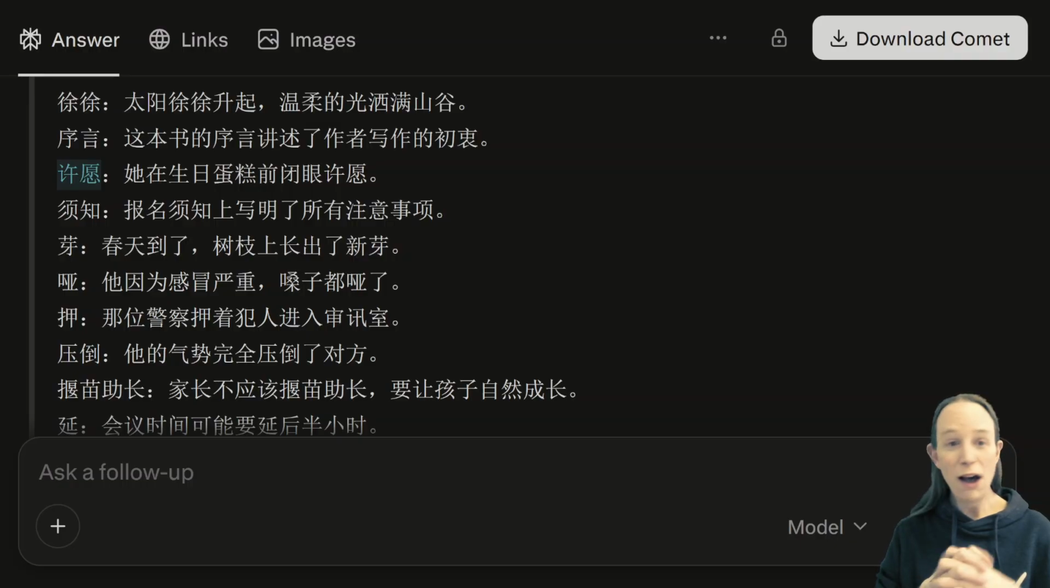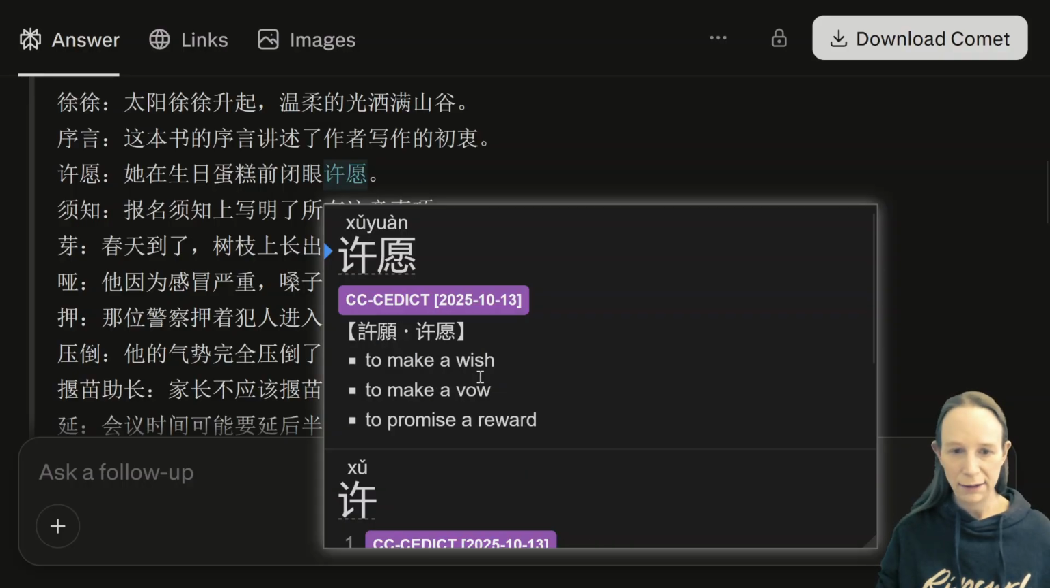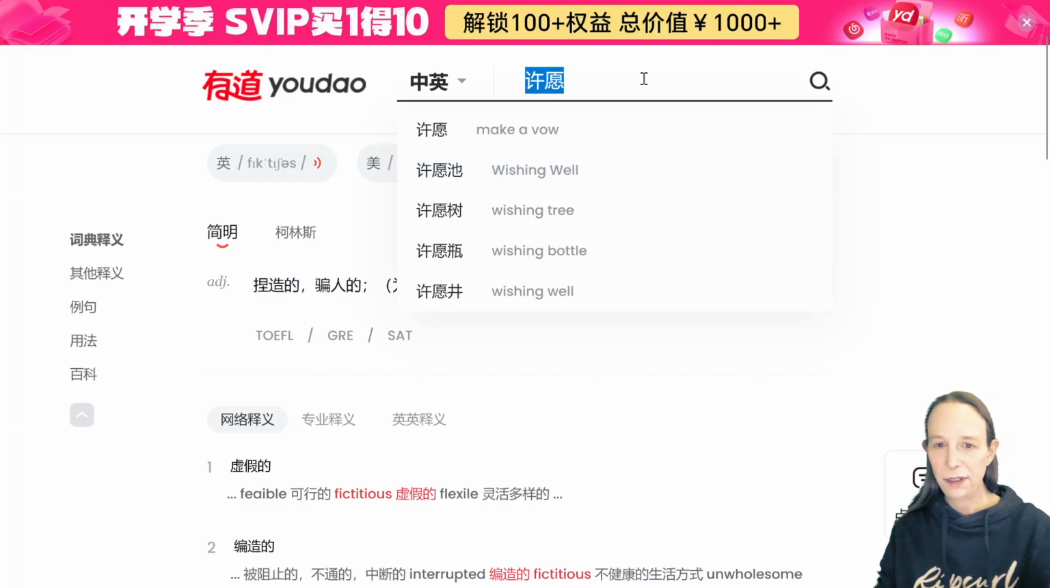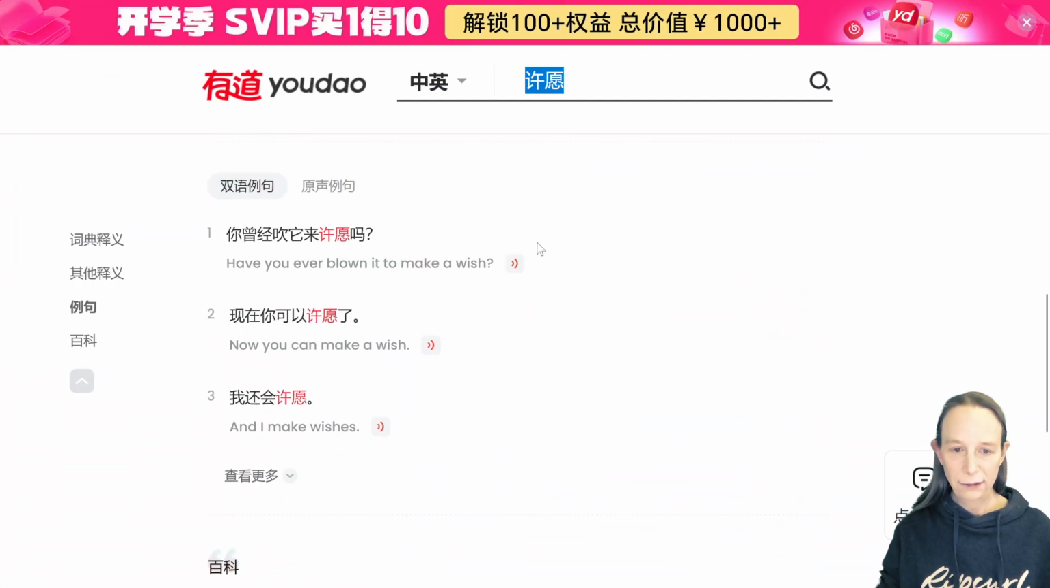许愿. It's also a separable verb. 许个愿. Yeah, so 许愿 is a noun. Yeah, this is my wish. But it's also like 许个愿 is to make a wish. Yeah. 他在生日蛋糕前闭眼许愿. Okay, so this is a verb. 愿. Is it not a noun? Maybe I'm wrong. Maybe it is just a verb. 愿.